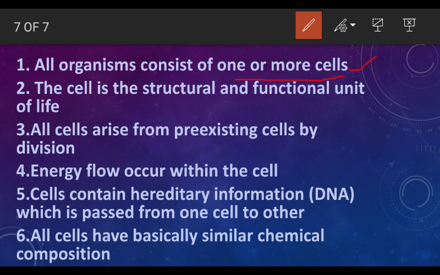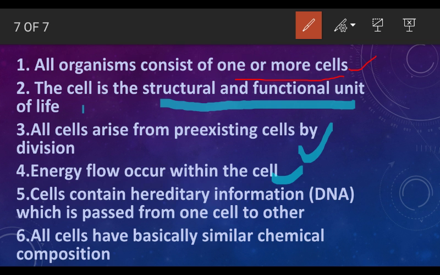Now the second point is cell is the structural and functional unit of life. As I have told you in the definition, cell is the structural and functional unit of life. This is the second point of cell theory. All cells arise from pre-existing cells by division only, right? The division could be mitotic or meiotic, but the cells will arise from pre-existing cells only. They cannot arise by themselves. There is no abiogenesis like thing. They will always arise from the pre-existing cell only, right?